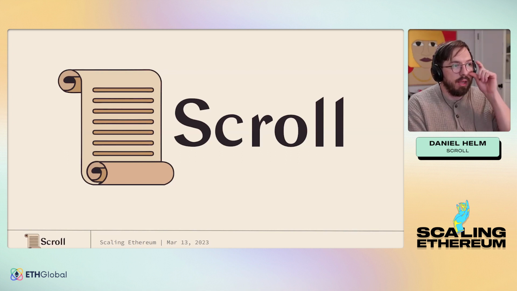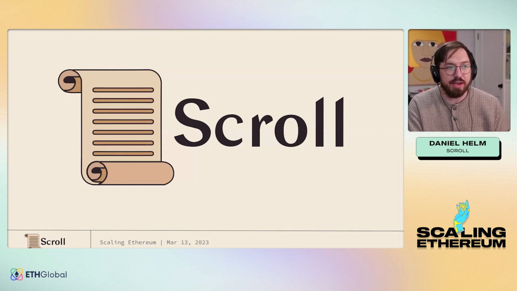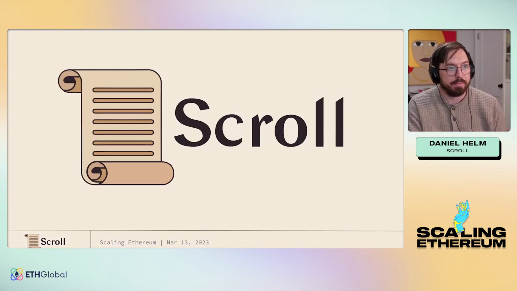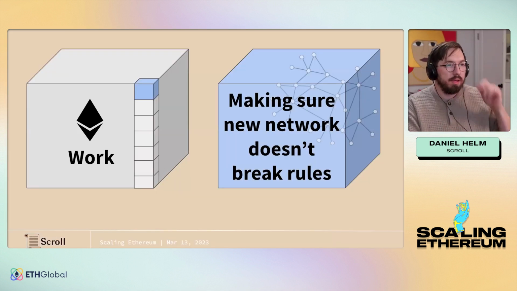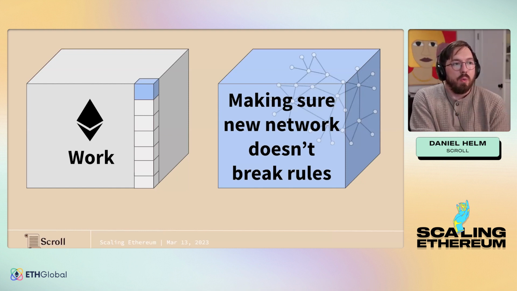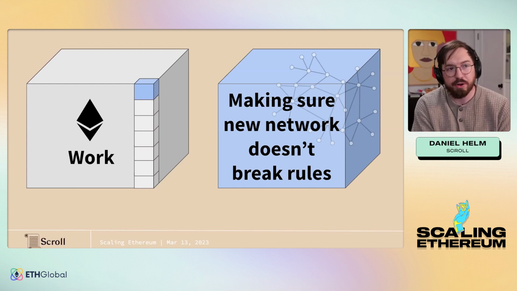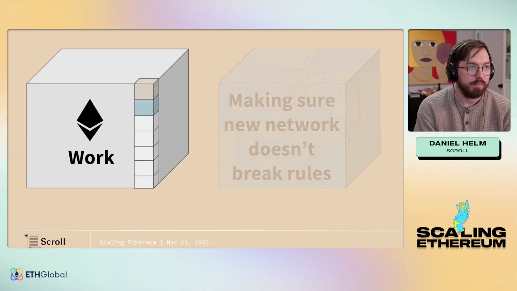So let's get a little bit more into the technicals of how we're doing that. But generally, like I said, for most users and devs, using Scroll is just like using Ethereum, and that's because we're designed in this way here. Okay, so we said we're going to use some of Ethereum's work to make sure that an off-chain protocol, a new network, isn't breaking its rules.